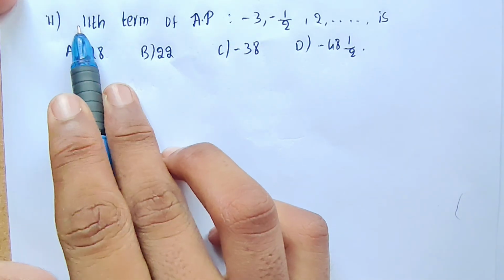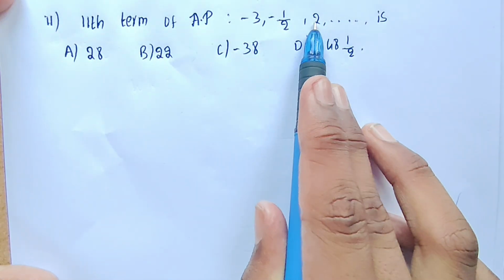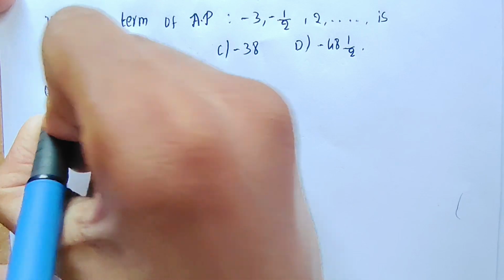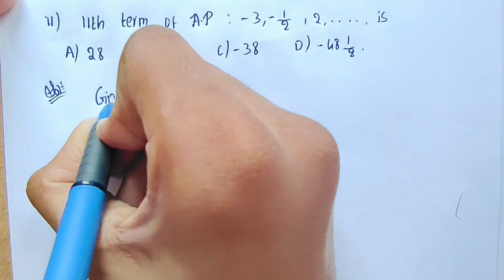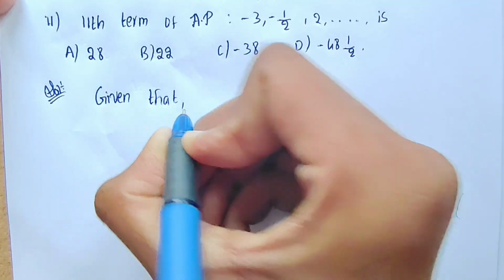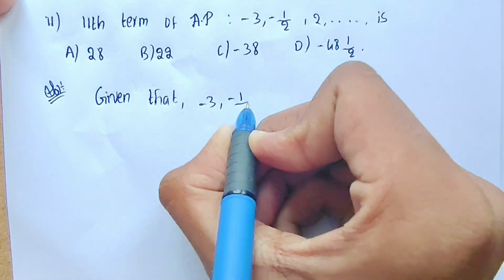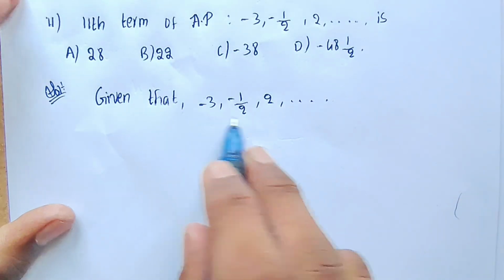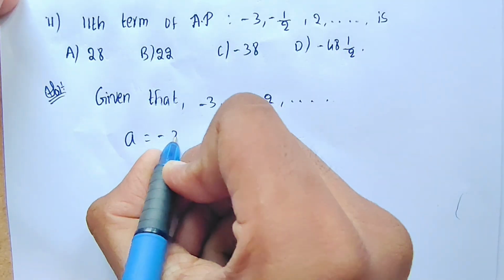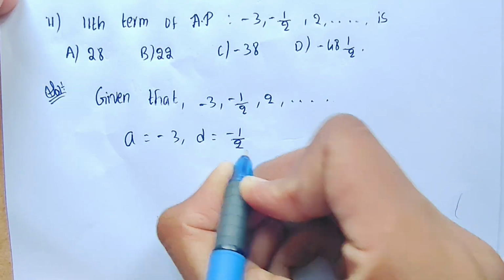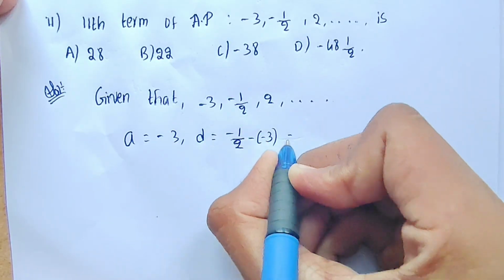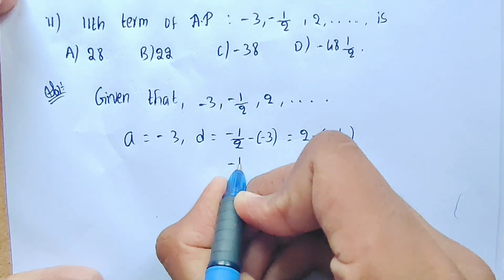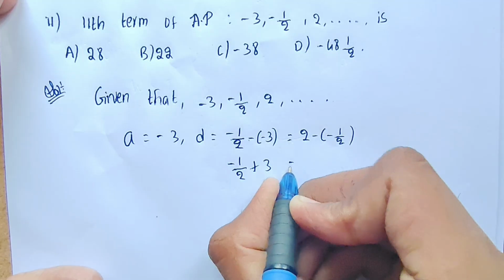So here the second sub question is: the 11th term of the AP minus 3, minus 1 by 2, 2 and so on. Let us solve it. Given minus 3, minus 1 by 2, 2 and so on. From the given AP, I am taking the value of A equal to minus 3. D is equal to minus 1 by 2 minus of minus 3, which equals 2 minus of minus 1 by 2.